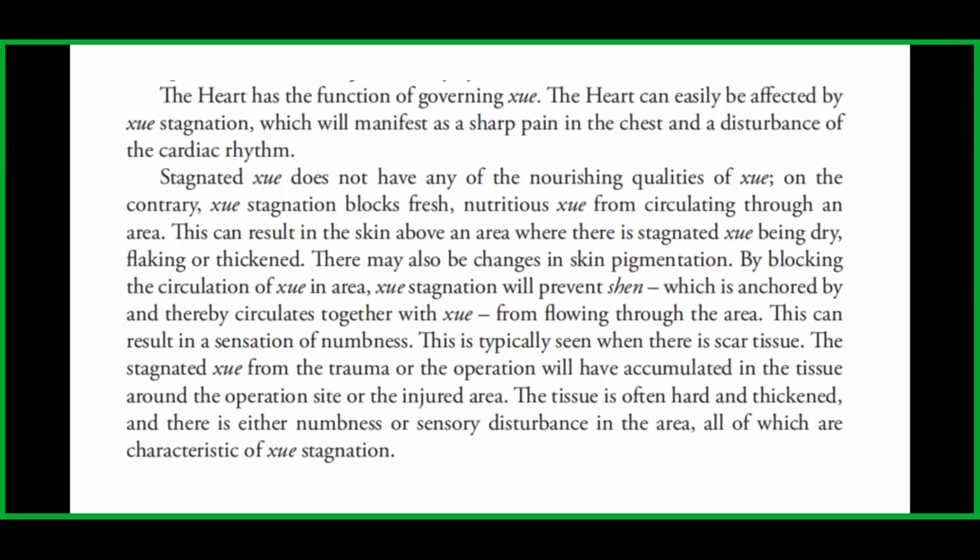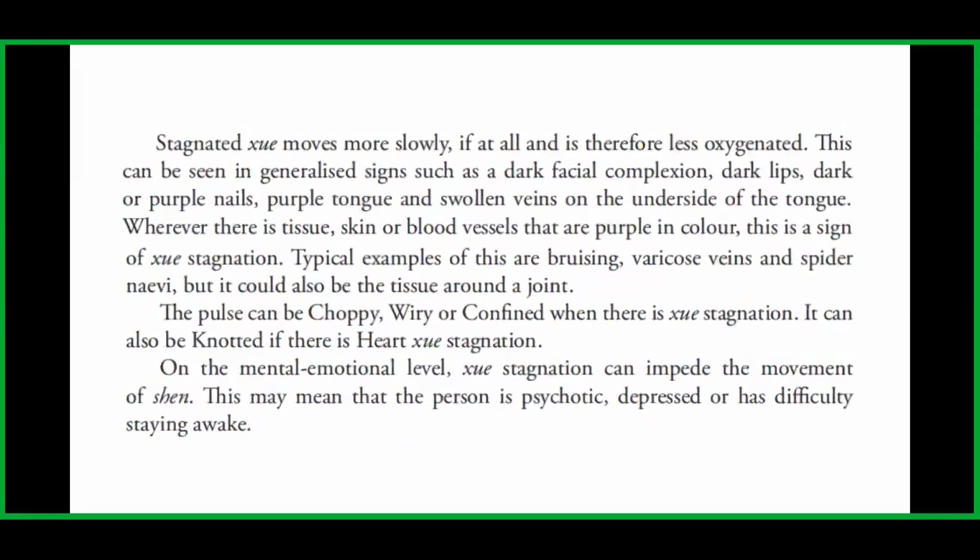The stagnated blood from the trauma or the operation will have accumulated in the tissue around the operation site or the injured area. The tissue is often hard and thickened, and there is either numbness or sensory disturbance in the area, all of which are characteristics of blood stagnation. Stagnated blood moves more slowly, if at all, and is therefore less oxygenated.